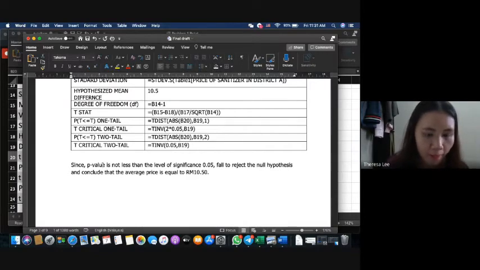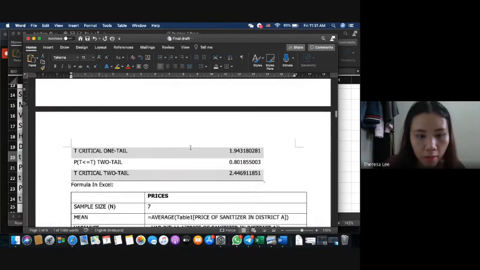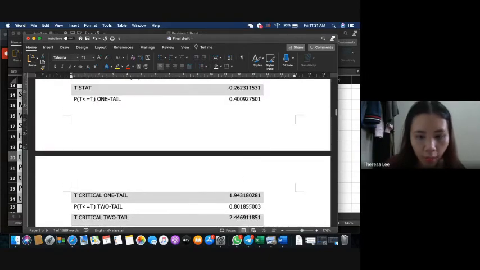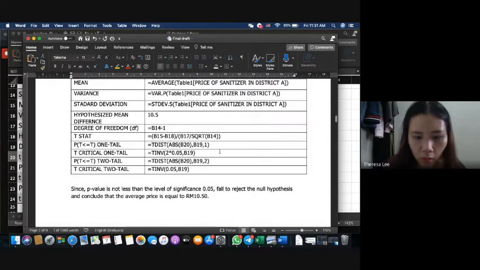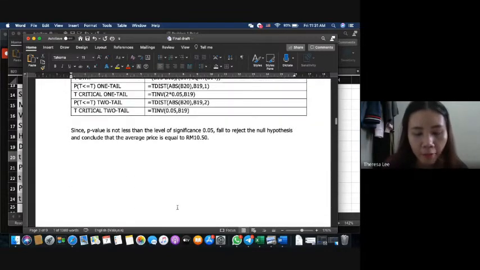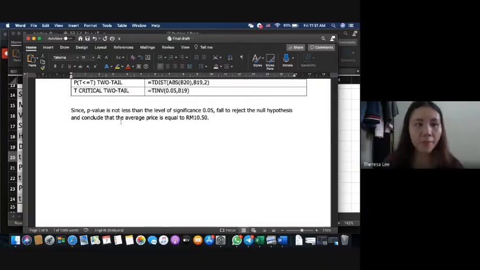And since the p-value is not less than the level of significance, therefore we do not reject the null hypothesis and conclude that the average price is equal to 10.50 ringgit. Thank you. And I'll pass the screen to problem 2, which is Ooi Li Shan.